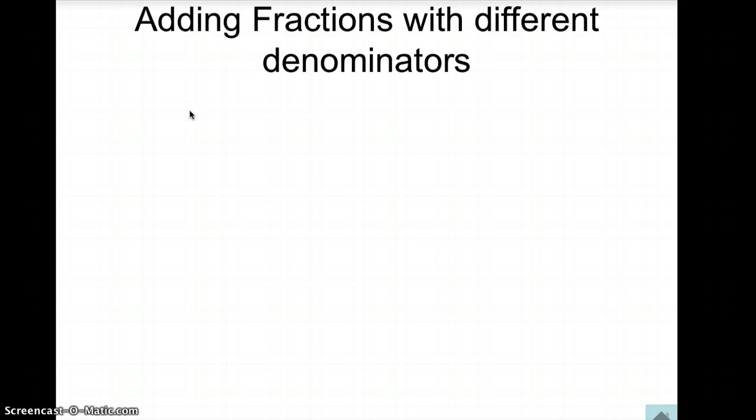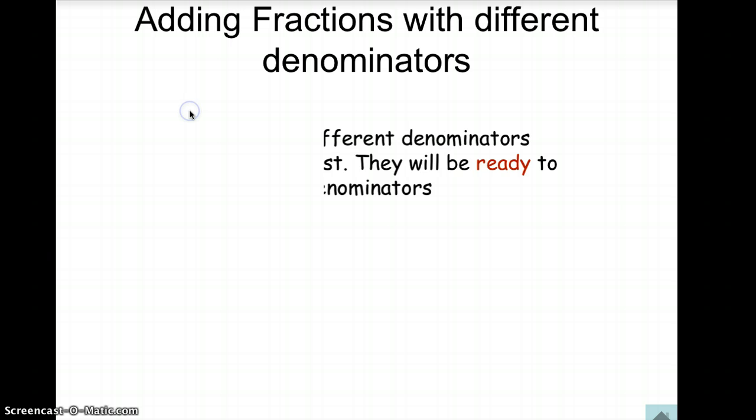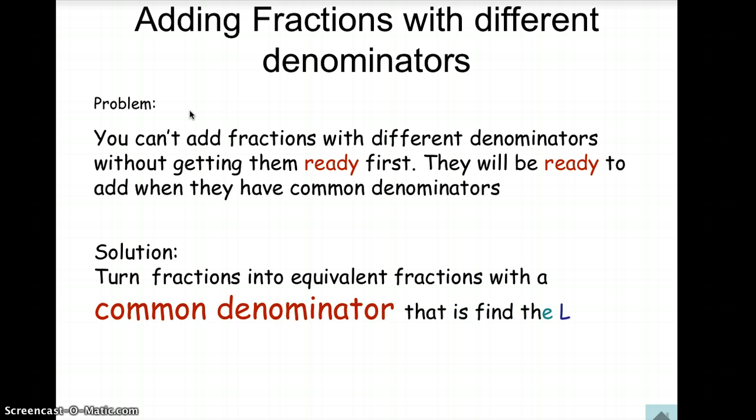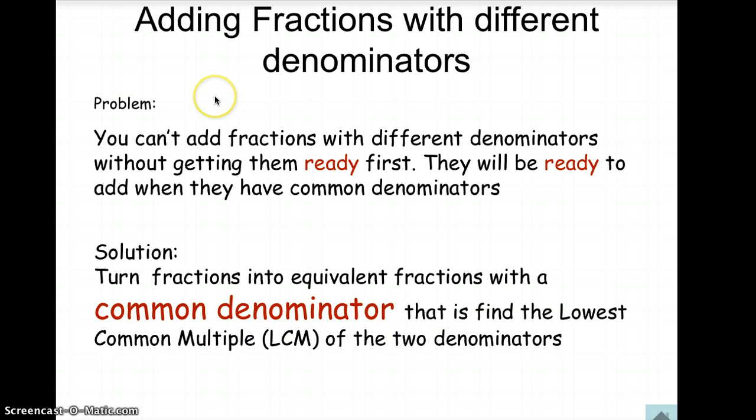All right? So adding fractions with different denominators, first you have to get them ready. For them to be ready, their denominators have to be the same thing, because remember, the denominator just tells you how many pieces it takes to make a whole. So I have to find a common denominator. The least common multiple is the easiest common denominator because it makes your fractions small.